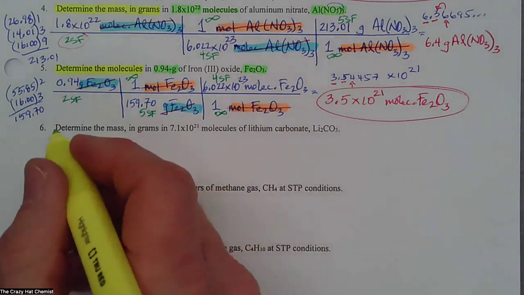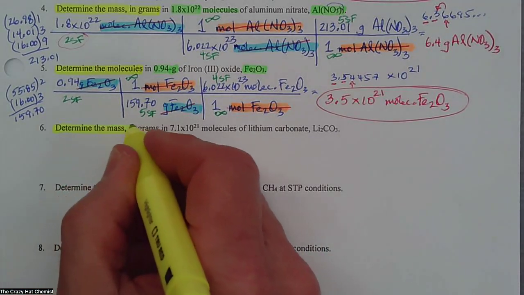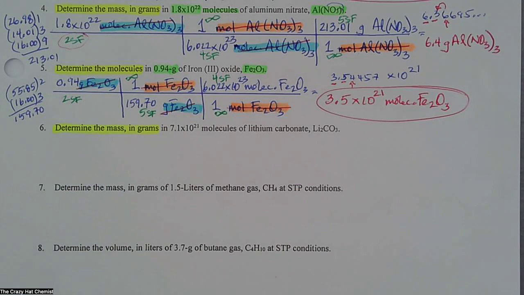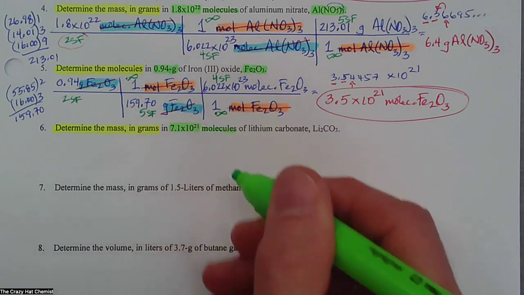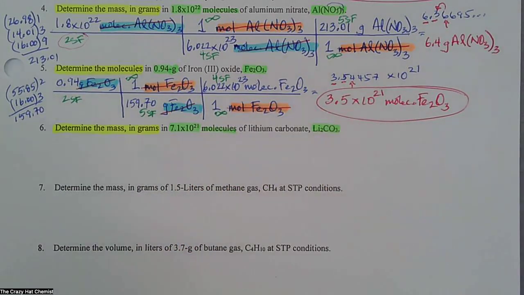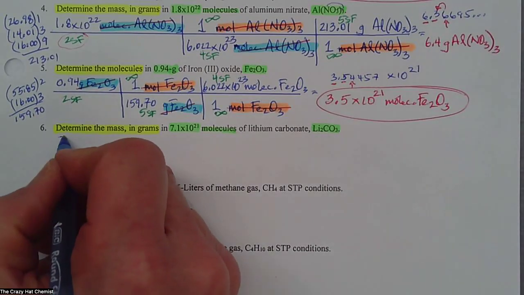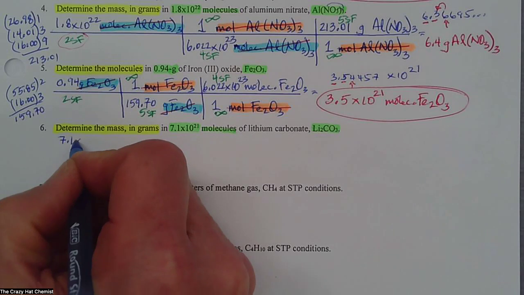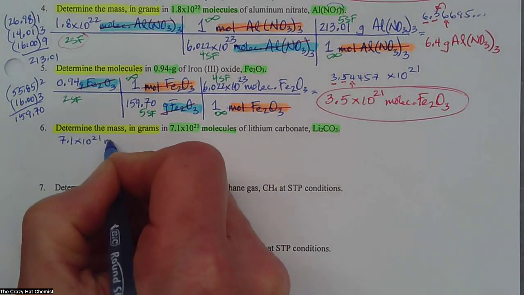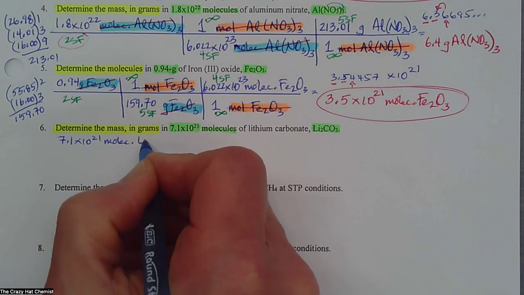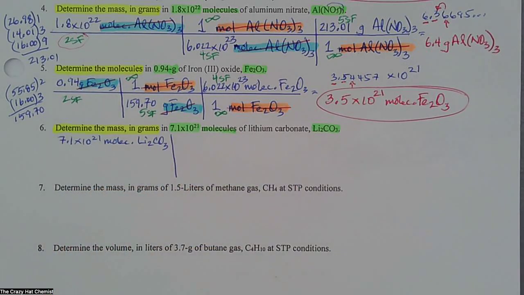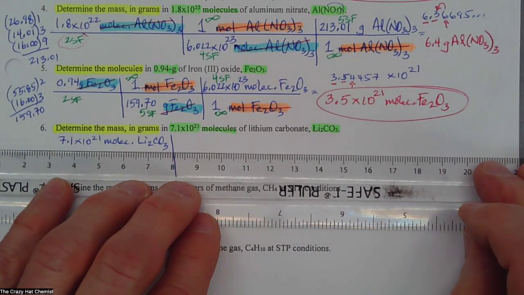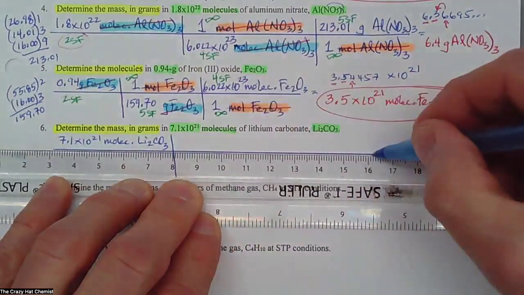The next one says determine the mass in grams. And what do I have? I have 7.1 times 10 to the 21 molecules of lithium carbonate, that's Li2CO3. Start off with a number, 7.1 times 10 to the 21, the units, molecules of lithium carbonate. Vertical stop and a horizontal line between this and the next set of terms to keep all our ducks in a row.